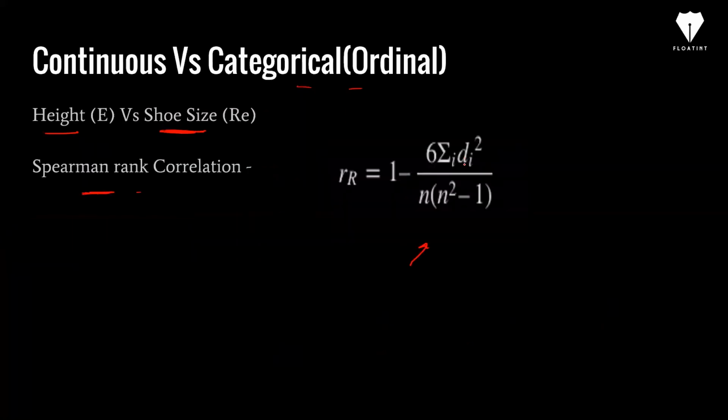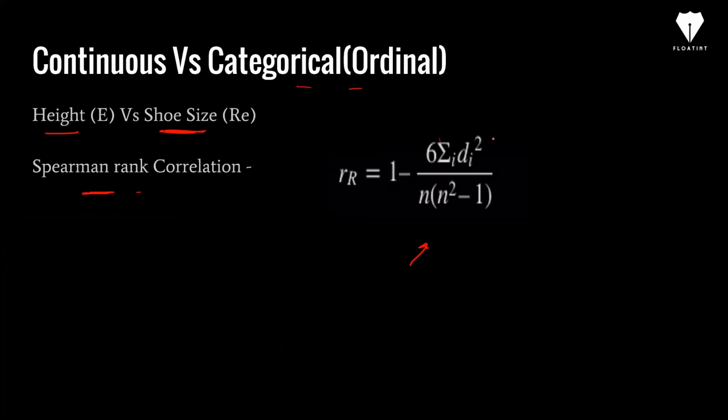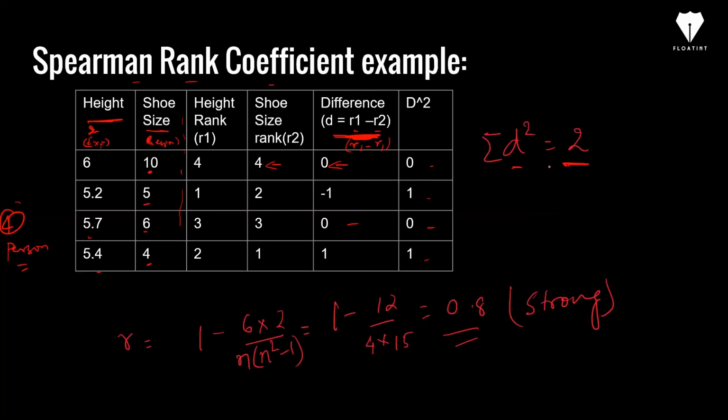This d square is the difference. So what I'll do, I will do the sum of d square. So the sum of d square will be 2. All right, this whole value will come out as 2. Now it is straightforward.